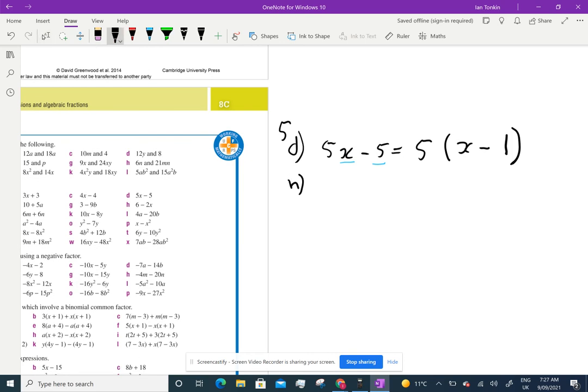H, let's have a look at this one. 6 minus 2x. Well, there's no letters in there that I can take out, but I can take out 2. And if I take 2 out of the first thing, I'm left with 3, and I'm left with just an x.